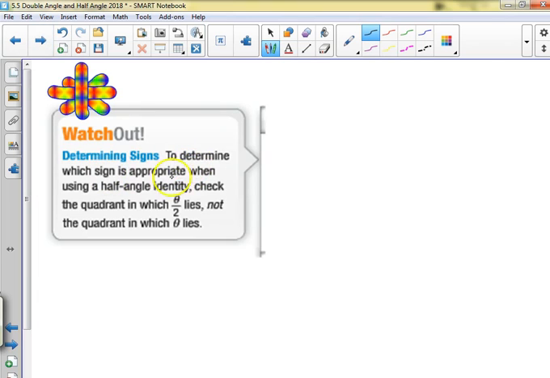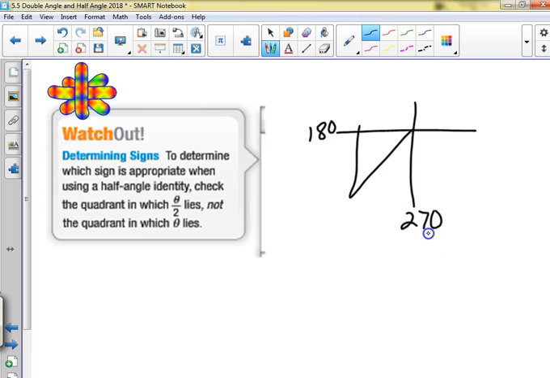Again, to determine which sign is appropriate using half angle, you're going to have to figure out which quadrant it lies in. Let me give you a real quick example. The one we just did was a quadrant 3 angle. We said it was somewhere between 180 and 270, because we think in degrees. If I was looking for theta over 2, what would happen? It would have to be somewhere between, what's half of both of those?